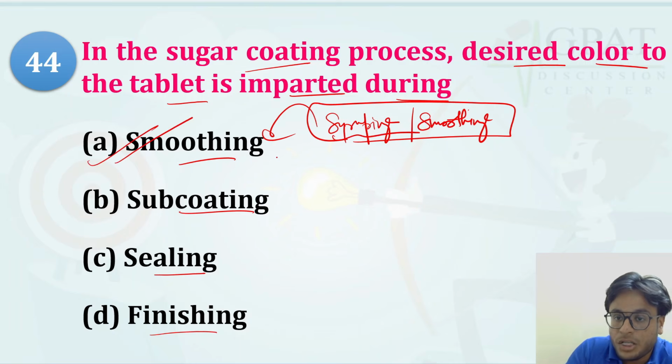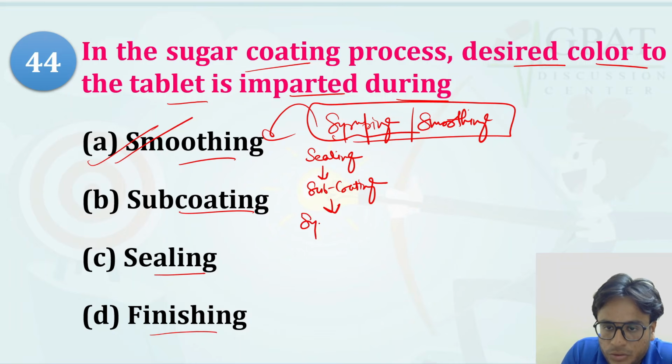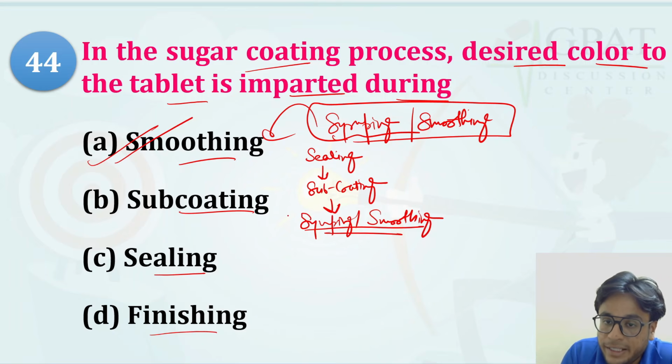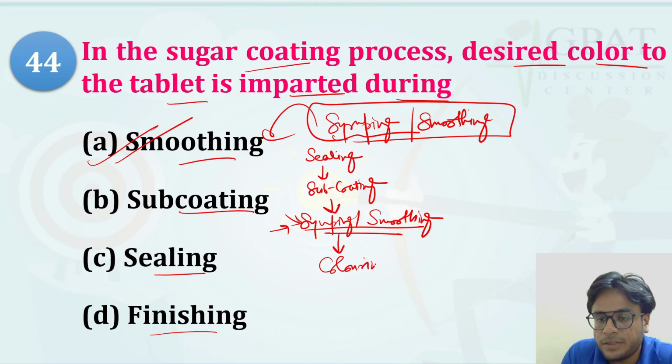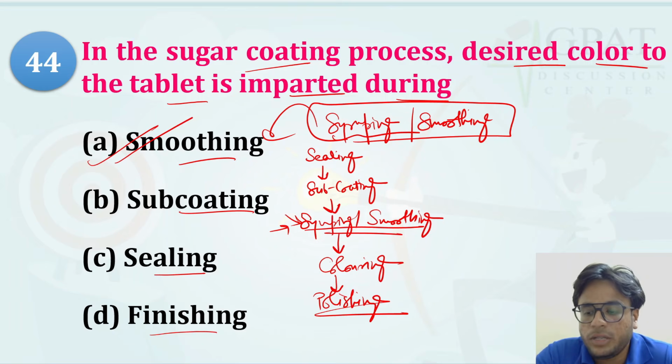If we are talking about the sequence, it is this way. First the sealing is done, then the subcoating is done. After subcoating, we have to apply the syruping or smoothing. Either the coloring step or the colorant is added in that particular step, or we can also consider it in the next step of color addition, coloring, and then the final step is going to be the polishing. So this is the flow diagram of your sugar coating process. So A is going to be the correct option.